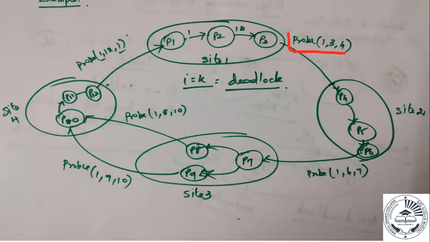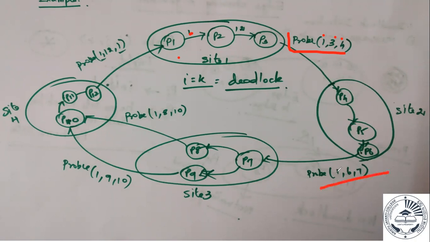So what is this probe you see here? The number one is P1, which is requesting, initiating the detection. So I is 1. What is J? J is the edge node which is going to connect to the next site. What is the next site? It is 4. You can see here I, J, and K. These are the three parameters that will come to this particular site. So from this site, what probe will be sent?